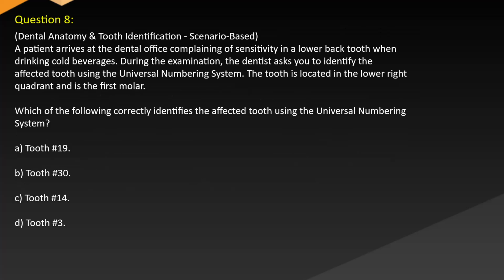Question 8. Dental anatomy and tooth identification. Scenario-based. A patient arrives at the dental office complaining of sensitivity in a lower back tooth when drinking cold beverages. During the examination, the dentist asks you to identify the affected tooth using the universal numbering system. The tooth is located in the lower right quadrant and is the first molar. Which of the following correctly identifies the affected tooth using the numbering system?